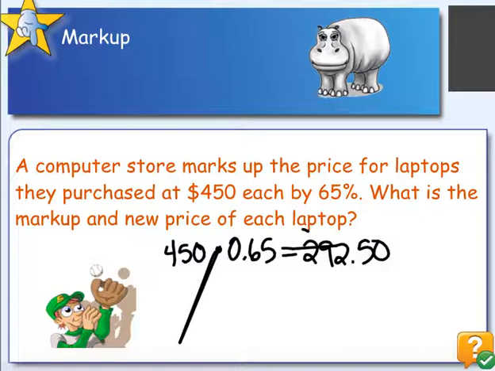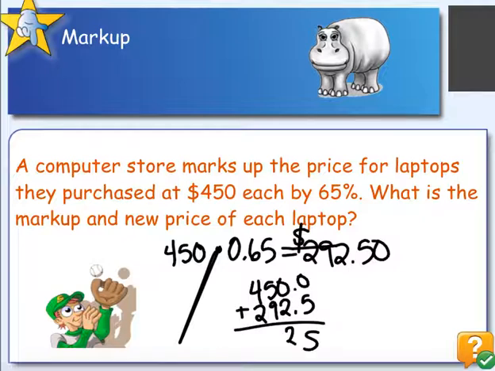Now remember, this is the markup. This is how much they are going to increase the price of the laptop. So we're going to take my 450 and add 292.50, which means we are going to get a cost of $742.50. That's the new price of the laptop. That's how much they would sell it to you for.